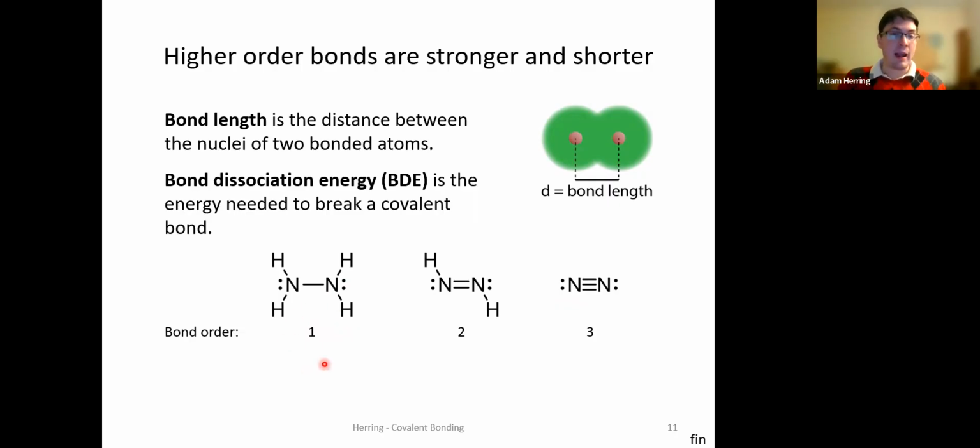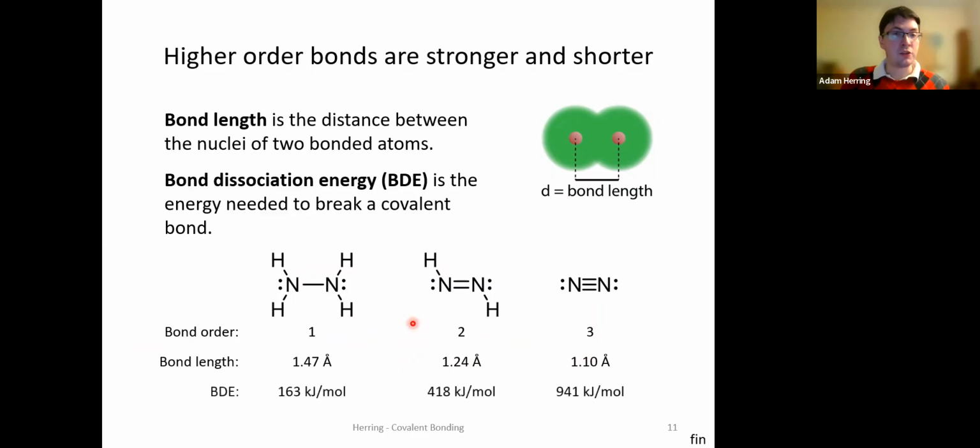So if you look at experimental values for each of these 3 molecules, we see that the first molecule with a single bond between nitrogen atoms has a bond length of 1.47 angstroms. The double bond here has 1.24 angstroms, and the triple bond has 1.1 angstroms. And if you measure the bond dissociation energy of each of these, we see that the single nitrogen-nitrogen bond is much weaker than the double bond, which is weaker than the triple bond.